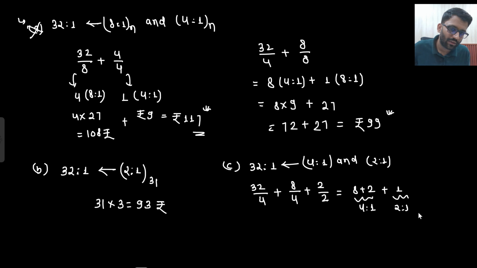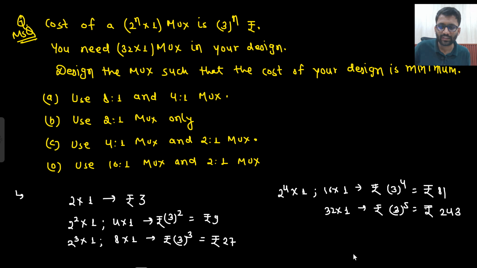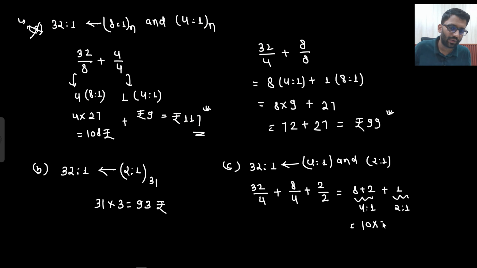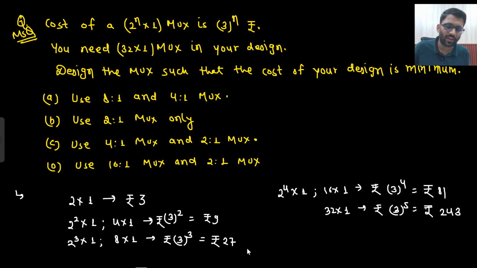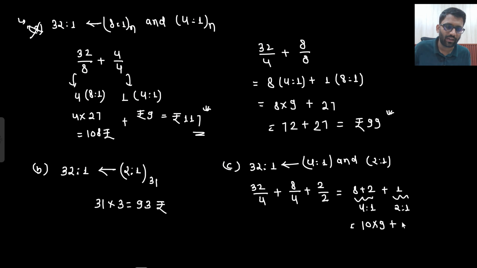So this is 8 4:1 muxes plus 2 4:1 muxes plus 1 2:1 mux. So 10 into 1 is taking you how much rupees? 9. 10 into 9 plus this will take 3 rupees. 10 into 9 plus 3 rupees. So this is also taking 93 rupees. One of the options is again matching.